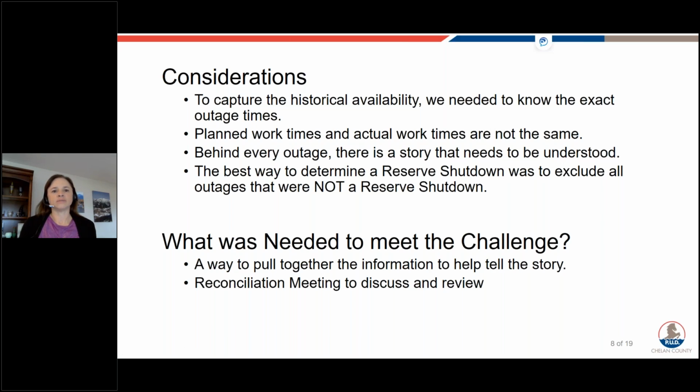So what was needed? Well, we needed a way to represent the data from several different sources in one display, something that was easy for people to view. And to understand the story of the event, we needed to gather the right people in the room to discuss those outages. We needed to be able to pull everyone together and go beyond just what the data was telling us.